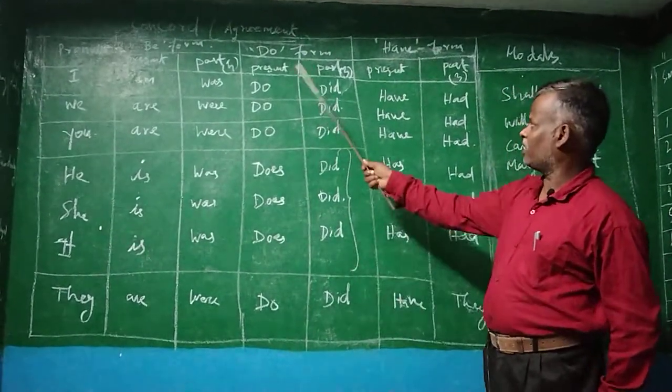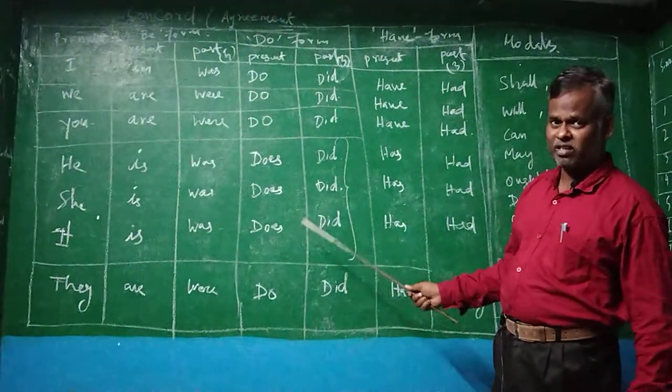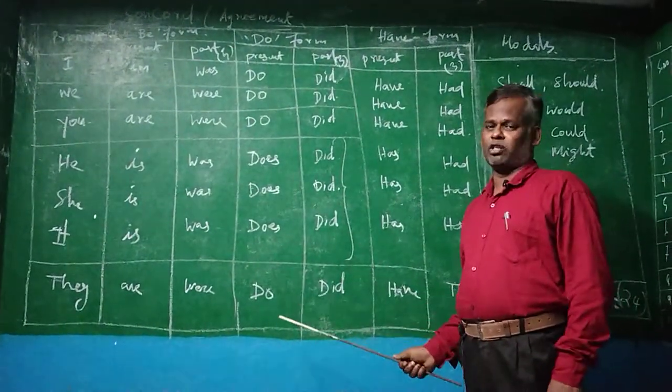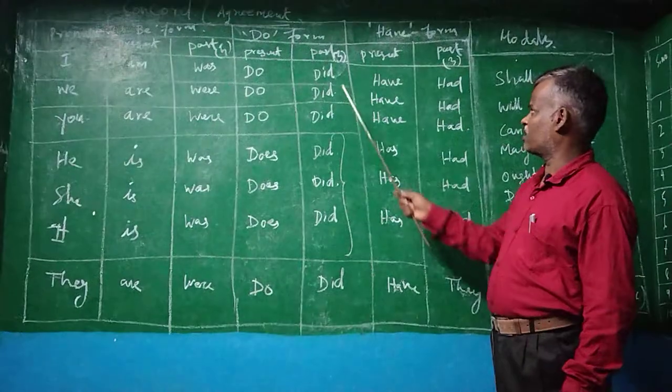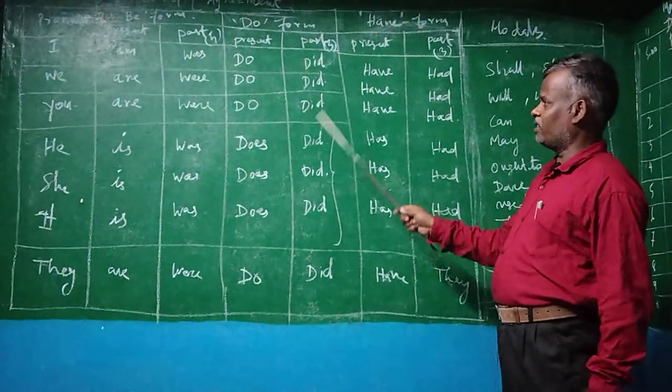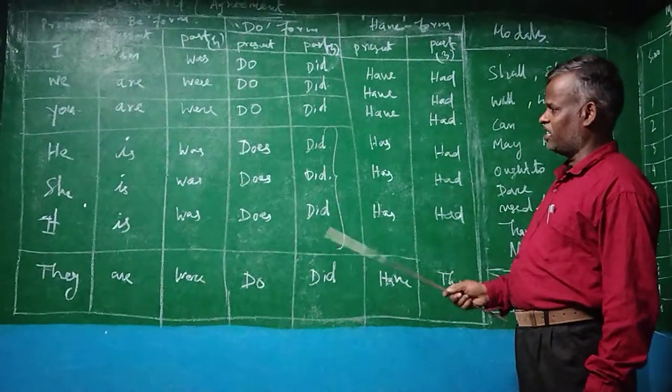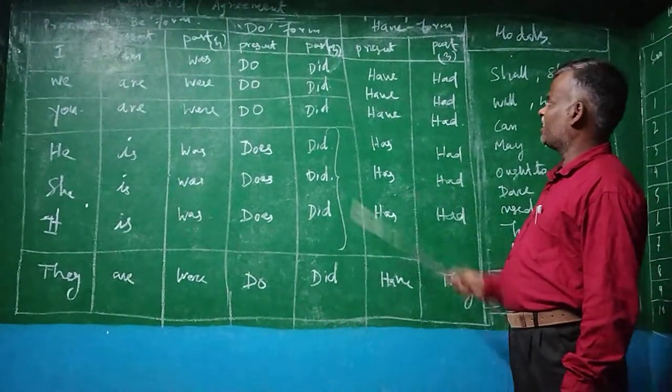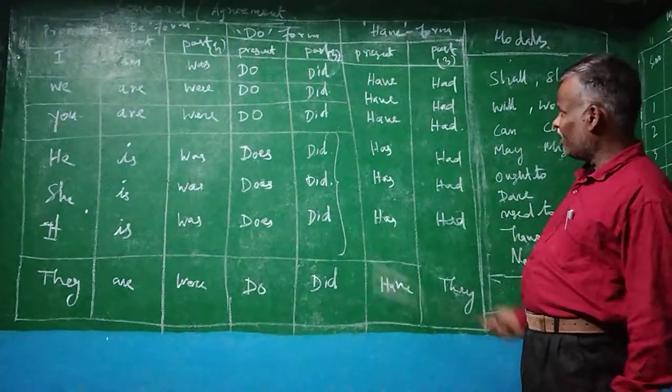Like that, the do forms are used to raise yes or no type questions. Did is also used for that; it is the same thing. I did, we did, you did, he did, she did, it did and they did, because we have only one did form.